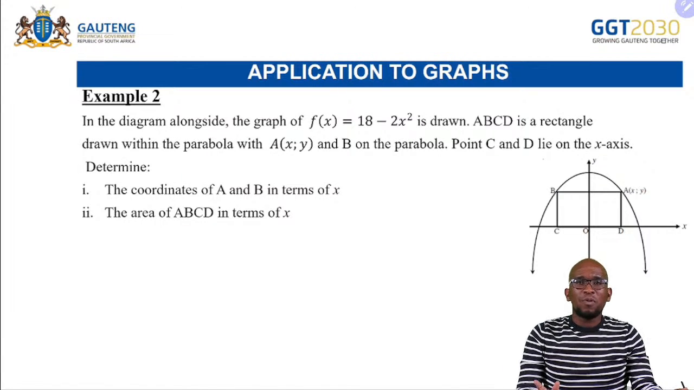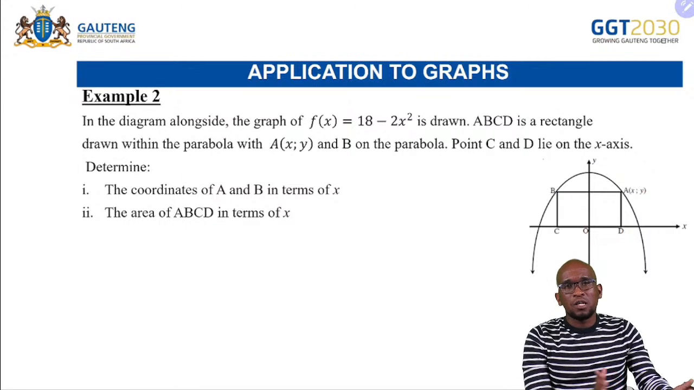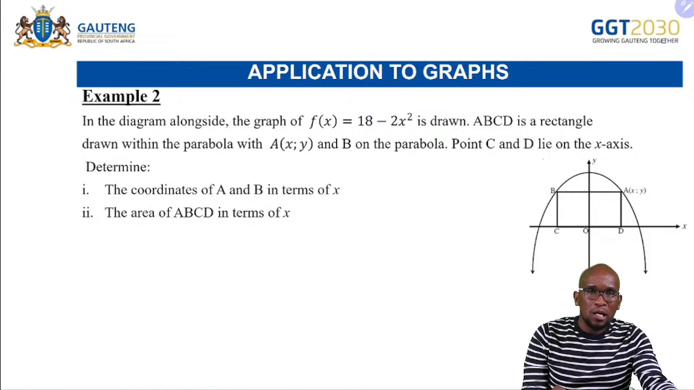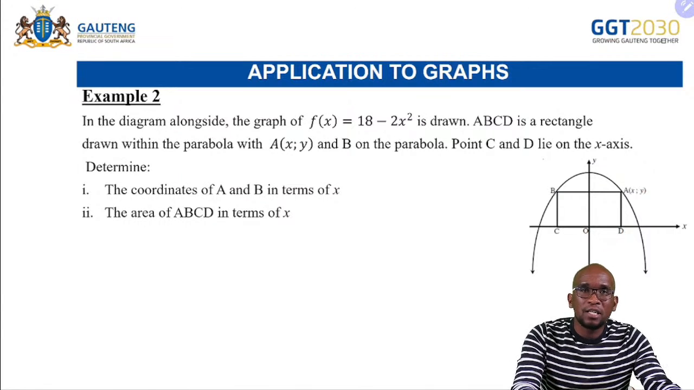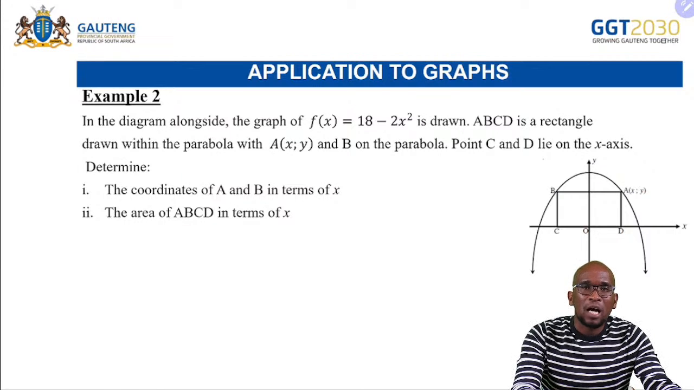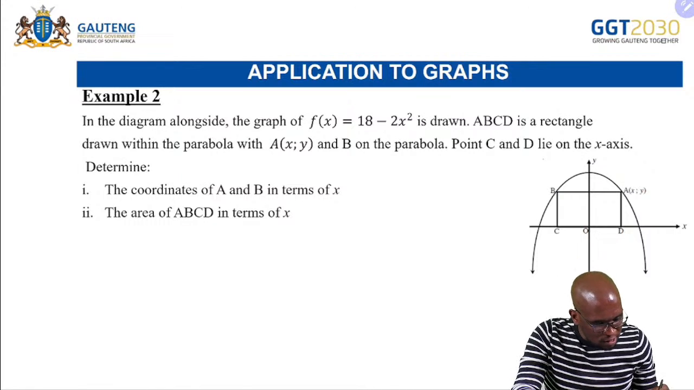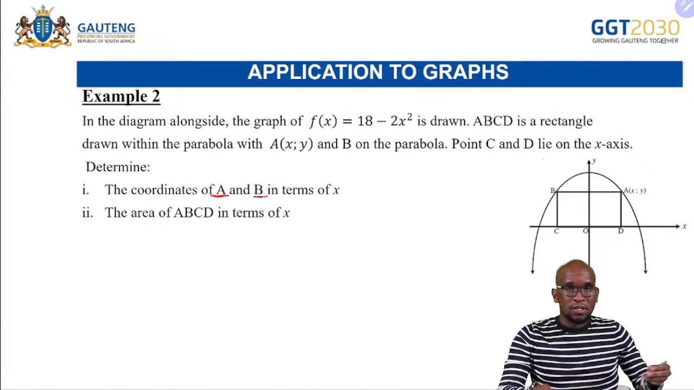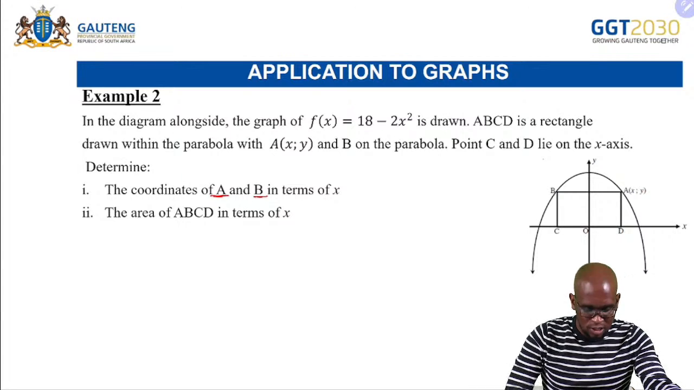Now, if you check this problem, it's an integration of application to shapes and application to graphs. We have a two-dimensional shape in this case, which is a rectangle, and then we have a parabolic function. So we are integrating our knowledge of application to shapes with our knowledge of functions. Now they say determine the coordinates of A and B in terms of x.